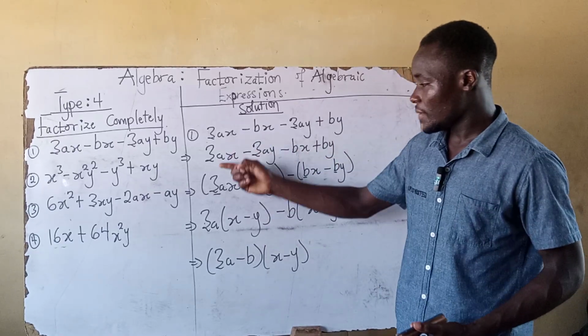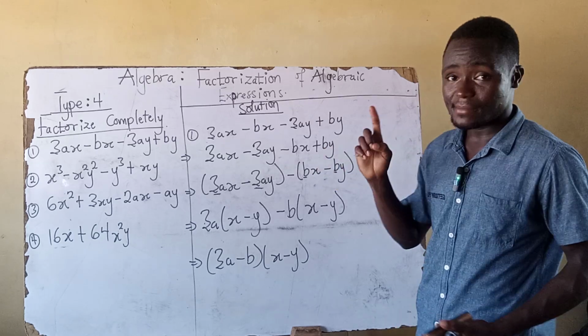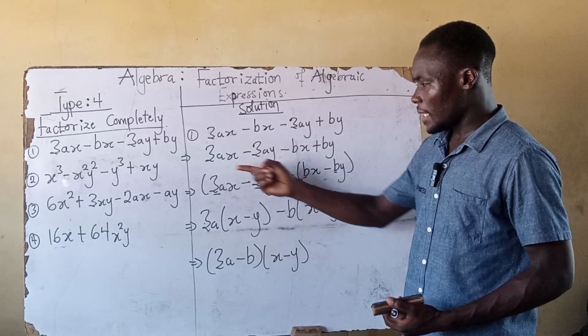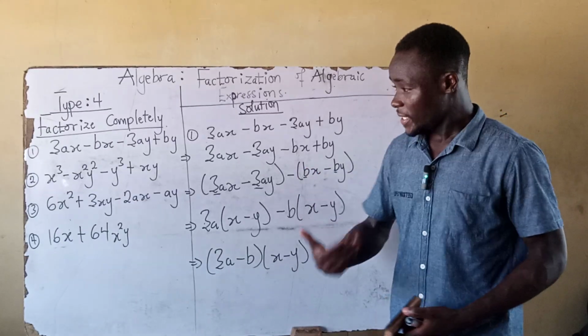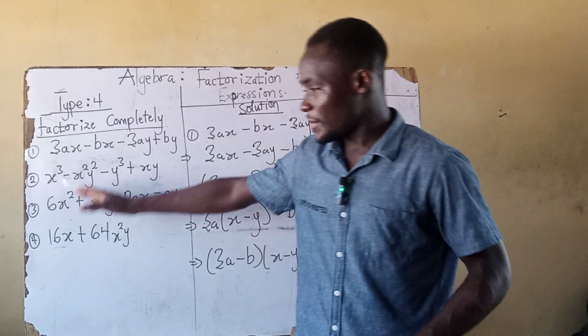Likewise, you cannot pick 3ax and by. No, you cannot pick that. You can pick this and this. They have something in common. Are you clear with that? Very good. So quickly, let's dive into question number 2.